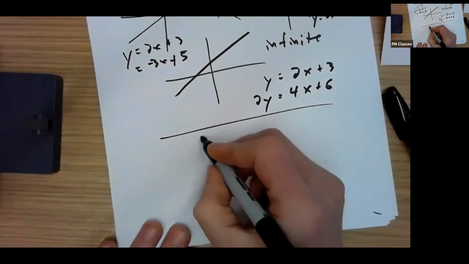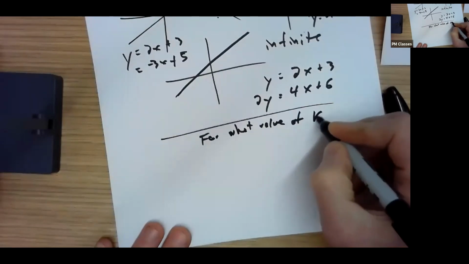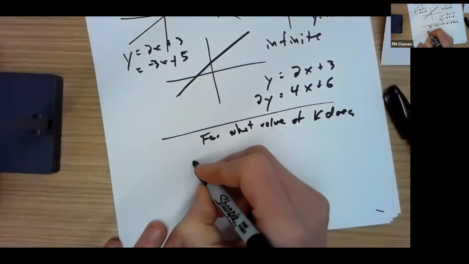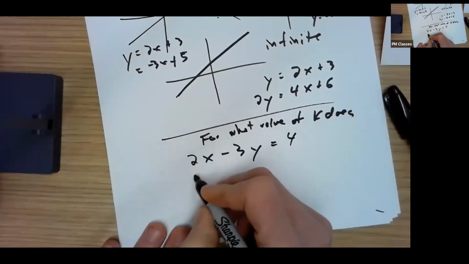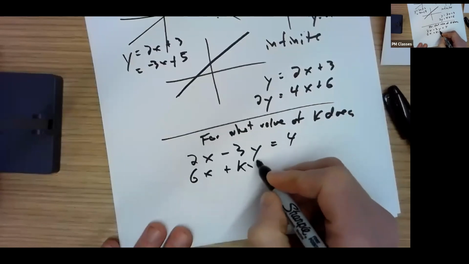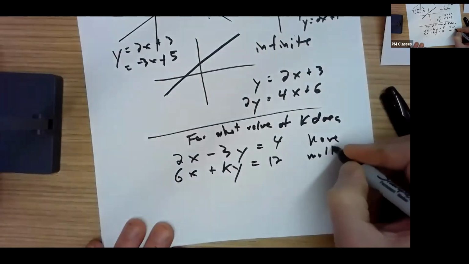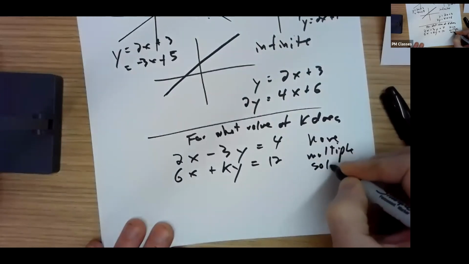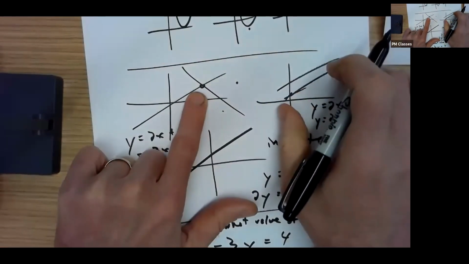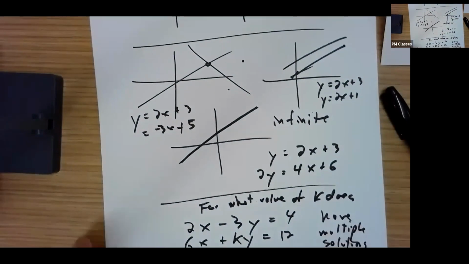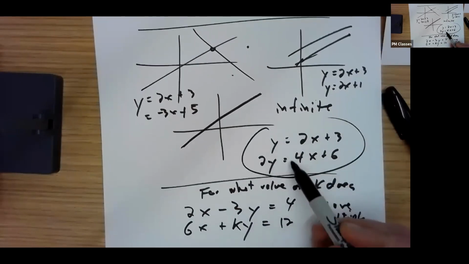They'll write something like, for what value of k do 2x minus 3y equals 4 and 6x plus ky equals 12 have multiple solutions? Well, again, with a line, we can have 1 point of intersection, no points of intersection, or all of them. So multiple just means infinite. So that means I need to have the same equation twice.